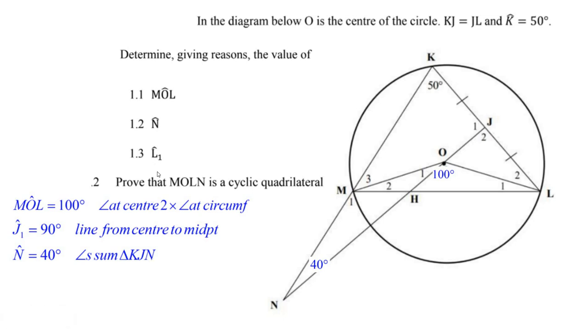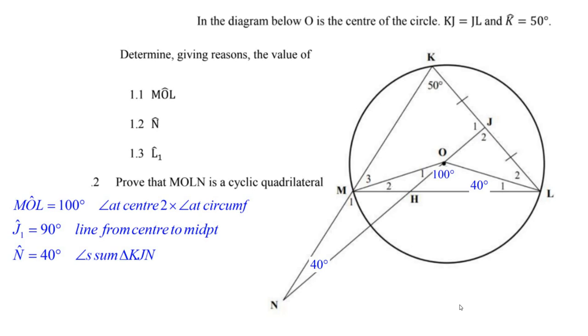Let's try L1. Well, we're going to find L1. Well, to get L1, we actually need to look at this MOL triangle here. And the trick is OM and OL are equal radii, and they make these 2 angles equal. So it's got to add up to 80 degrees. If we cut 80 in half, I know how much it's got to be. It's got to be 40.